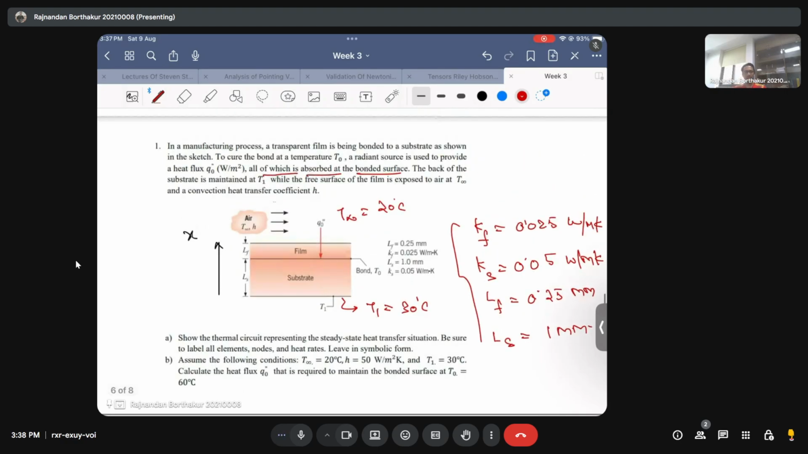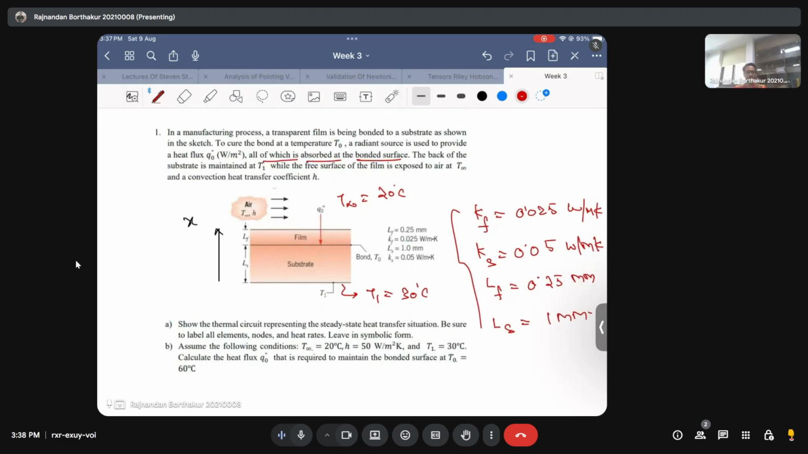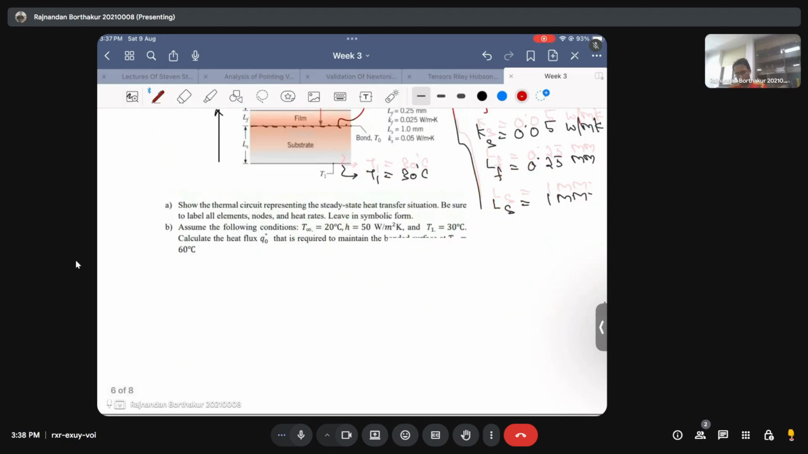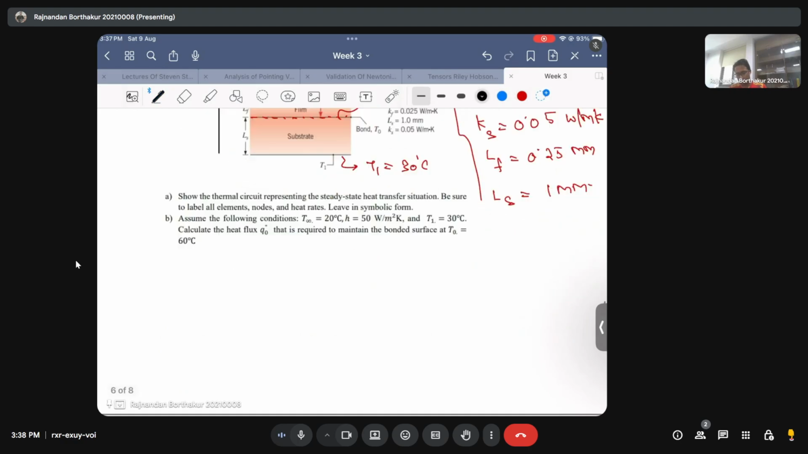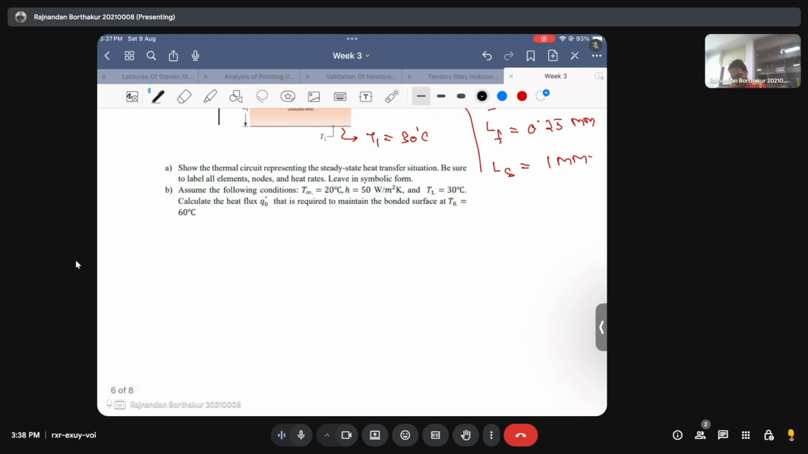So given this, let's try to draw the resistance network for this configuration. And of course, you can call the temperature at the interface of the film and the substrate T naught. Given this information and the explanations I have provided, let's now try to draw the resistance network for the system.